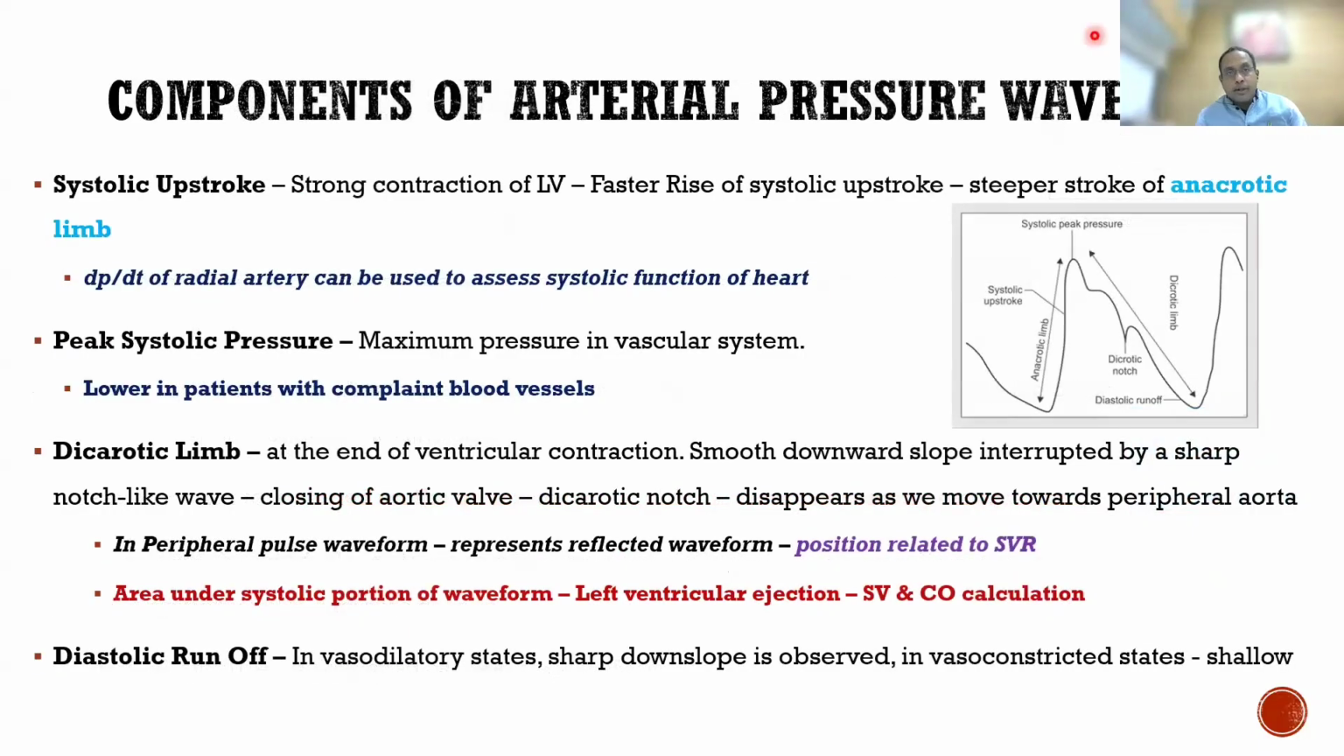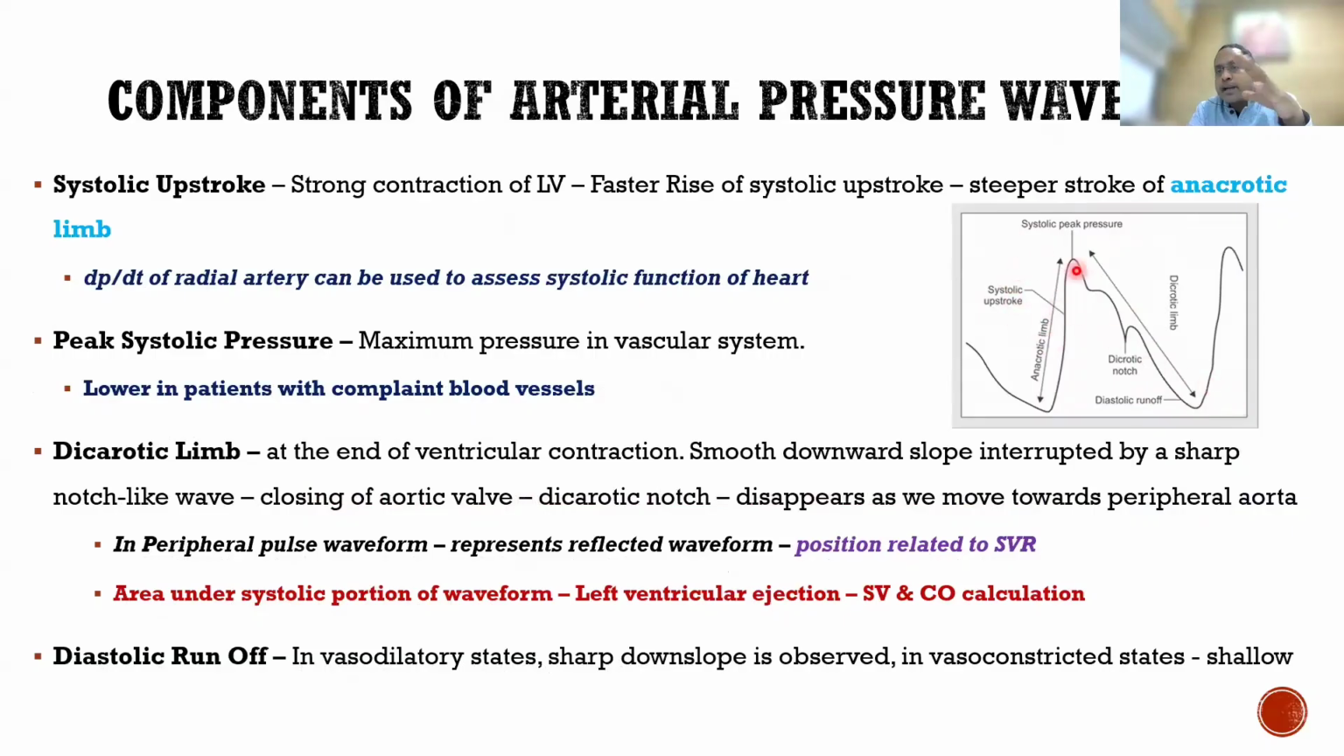So coming to the components of the arterial pressure waveform, I think most of you have seen this picture in your day-to-day practice. This is what a normal arterial pressure waveform looks like. There is an anacrotic limb, and then there is a systolic peak pressure. Then there is a dicrotic limb, and then there is a dicrotic notch, and then there is a diastolic runoff.